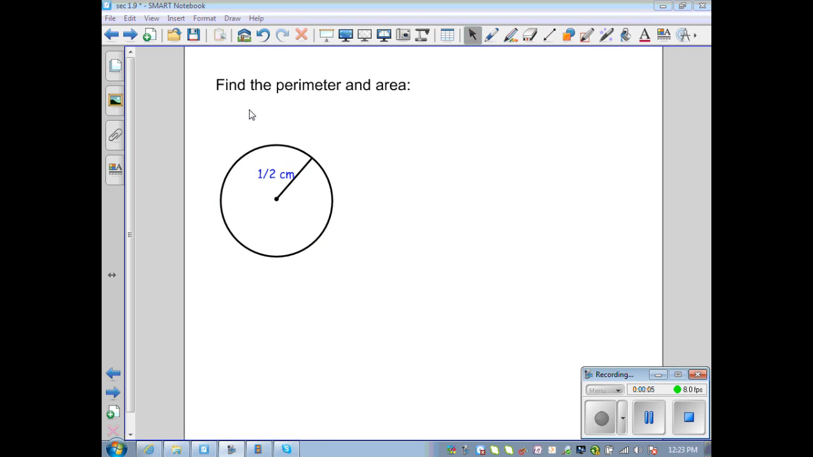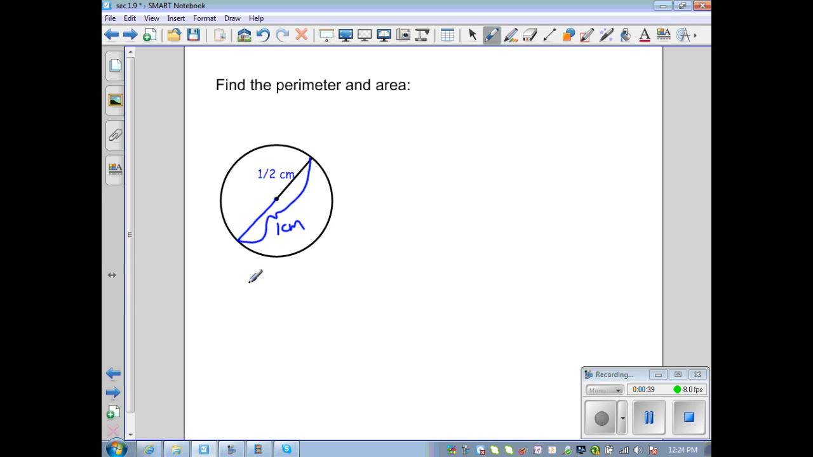Here they want us to find the perimeter and area of this circle. I'm given a radius, that is a segment from the center of a circle to its endpoint on the circle. A diameter is a segment that has its endpoints on a circle, but it must pass through the center. Here I'm given the radius, and what I'd like to find is the diameter. To do that, I just multiply my radius times 2. 2 times 1/2 will give me 1 centimeter.